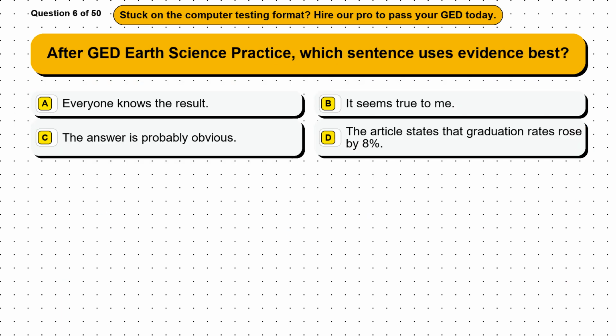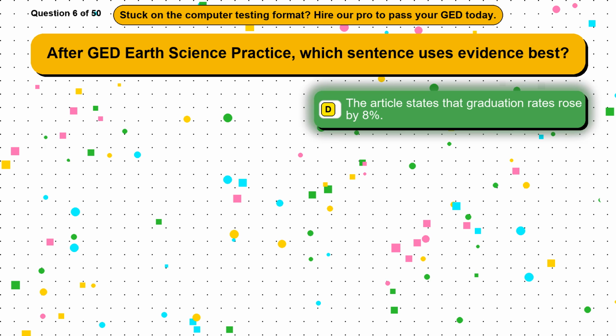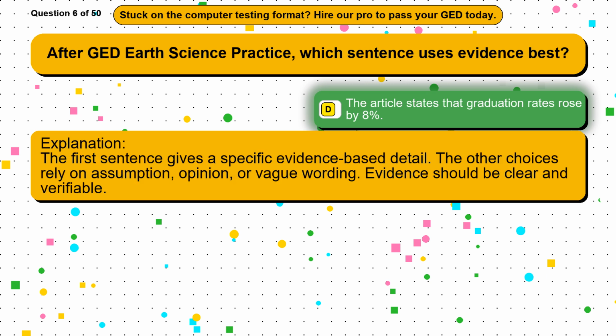Question 6. After GED Earth Science Practice, which sentence uses evidence best? Option A. Everyone knows the result. Option B. It seems true to me. Option C. The answer is probably obvious. Option D. The article states that graduation rates rose by 8%. The correct answer is option D. The article states that graduation rates rose by 8%. The first sentence gives a specific evidence-based detail. The other choices rely on assumption, opinion, or vague wording. Evidence should be clear and verifiable.